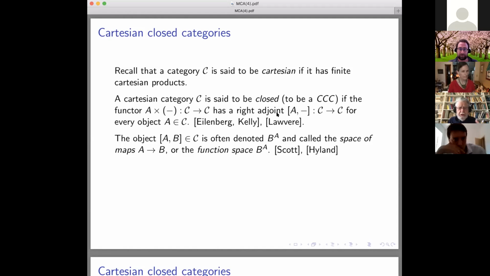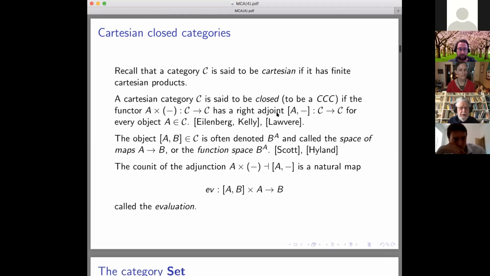The exponentiable objects in a Cartesian category have been studied a lot. Susan Niefield, for example, who is going to speak at this meeting, has things to say about exponentiable objects in certain categories. Now, an important thing in this adjunction between the product and the exponentiation is, of course, the evaluation map, which is actually the counit of the adjunction.